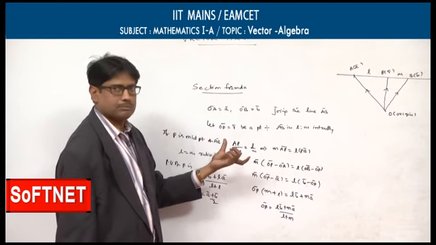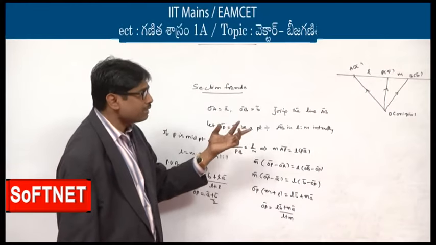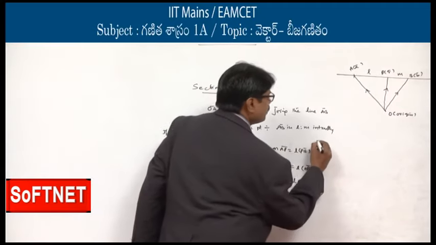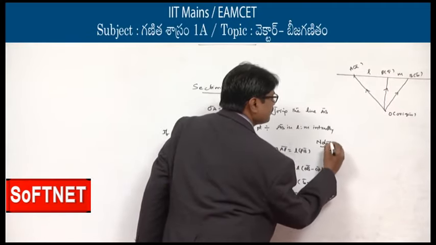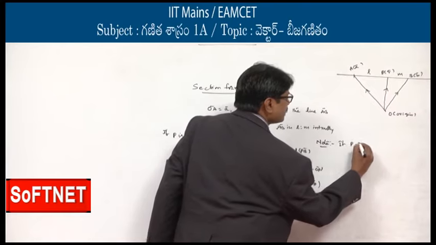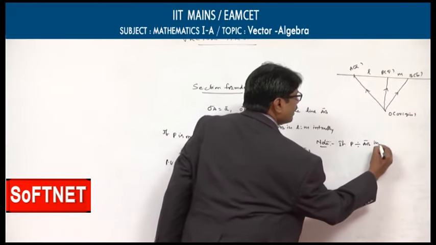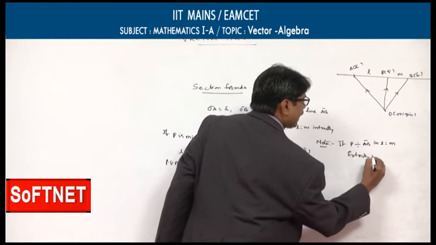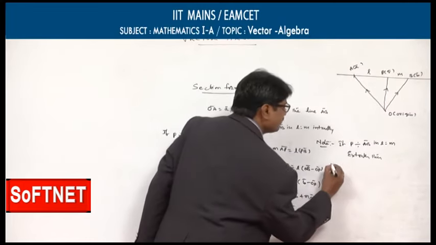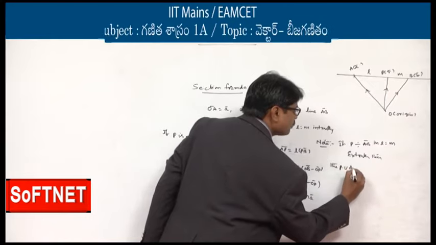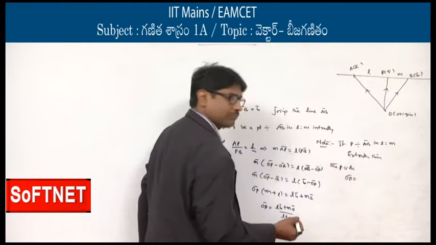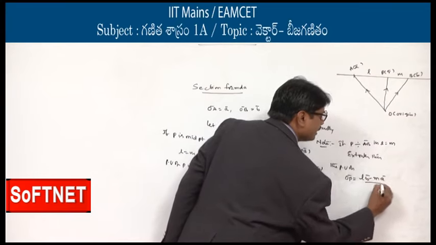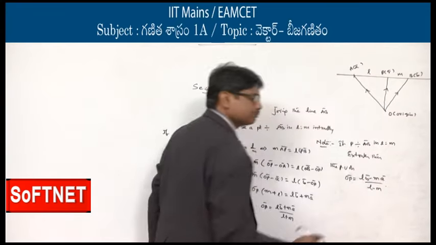When P is the midpoint, it divides AB internally. If P divides internally, the ratio is positive. One note you can write here: if P divides AB bar in the ratio L:M externally, then the position vector OP bar is equal to (L times B bar minus M times A bar) divided by (L minus M).